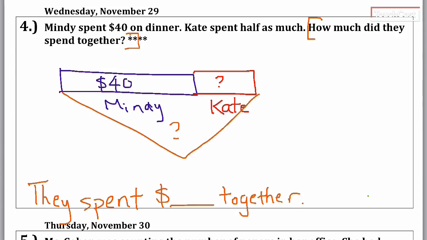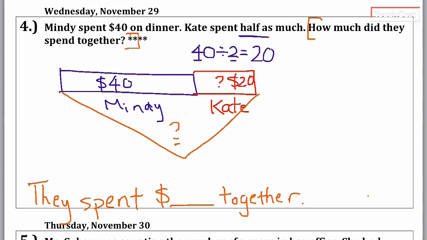So we know that Kate spent half as much as Mindy. Well, if I need to figure out how much someone spent, if they spent half as much, I would be dividing it by 2. And so 40 divided by 2, you can skip count by 2 all the way to 40. You can do 4 divided by 2 and then add a 0. You can draw your circles and dots. Well, 4 divided by 2 is 2. And then you put the 0 back in, so it would be 20. So Kate spent $20.